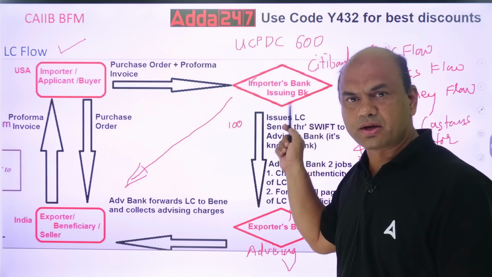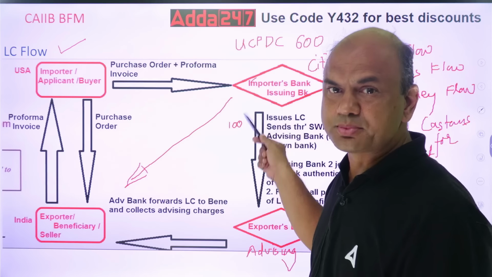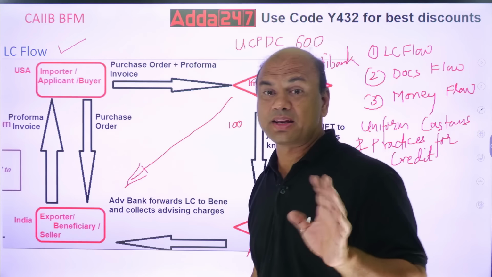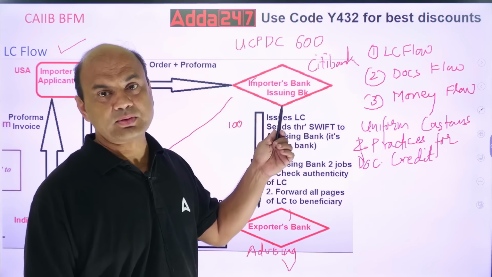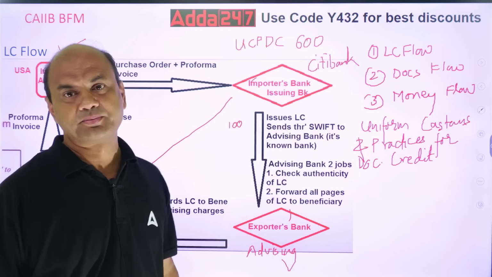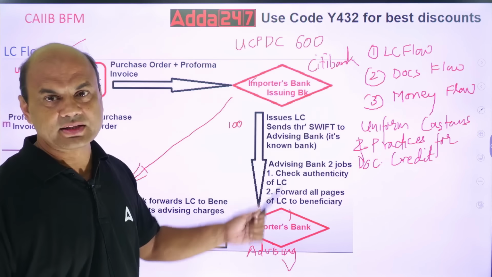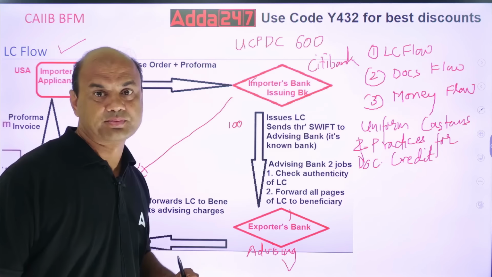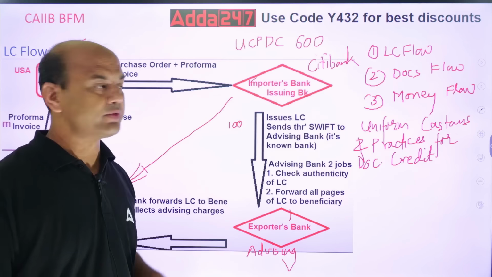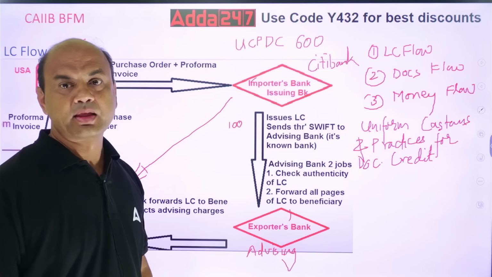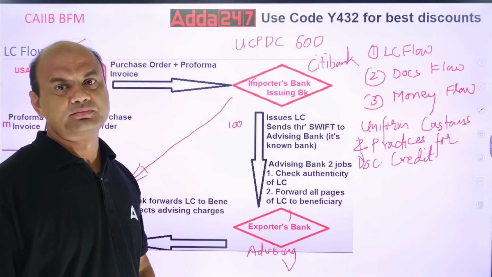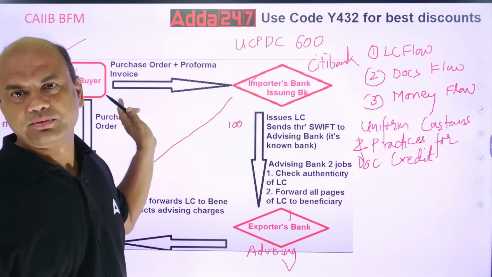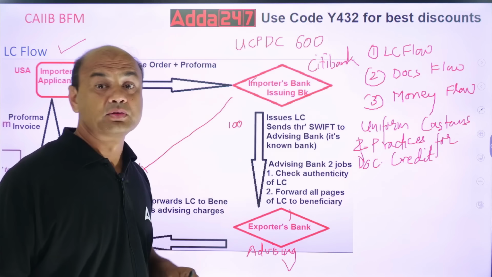This LC, once it is prepared, now what does this mean? It means that this issuing bank is giving the guarantee of payment. Now the buyer is not concerned with it. This issuing bank is telling this seller that if you send me the documents, not goods, if you send me the documents as per my conditions, I will pay you. Forget this buyer. I will pay you. Okay? Forget the buyer.